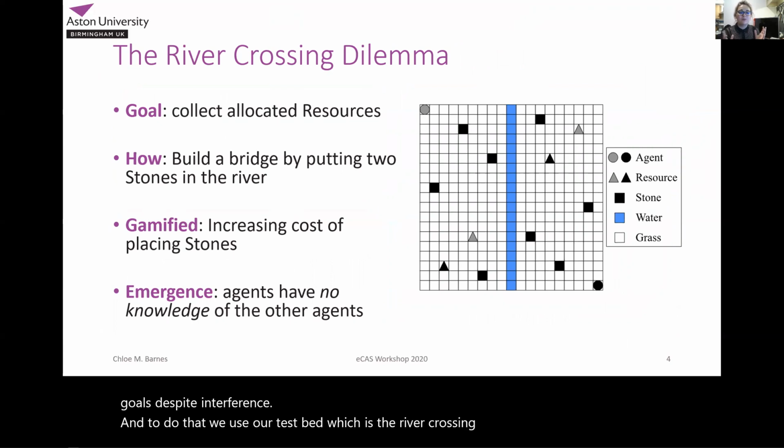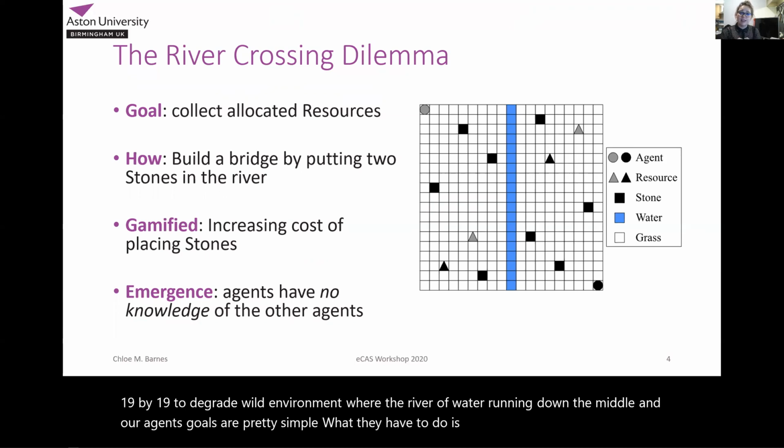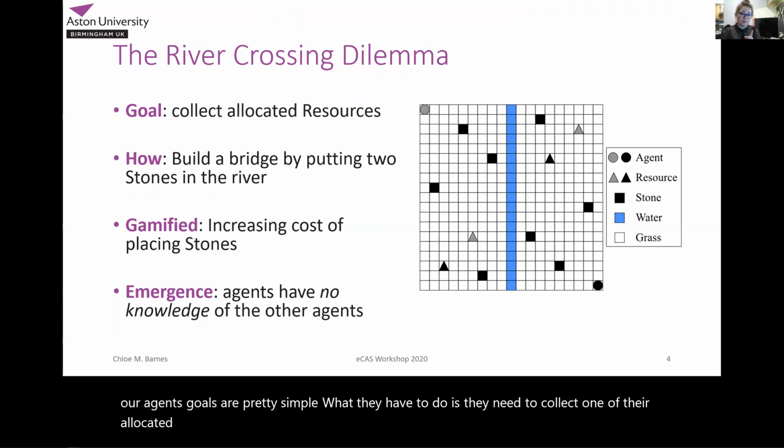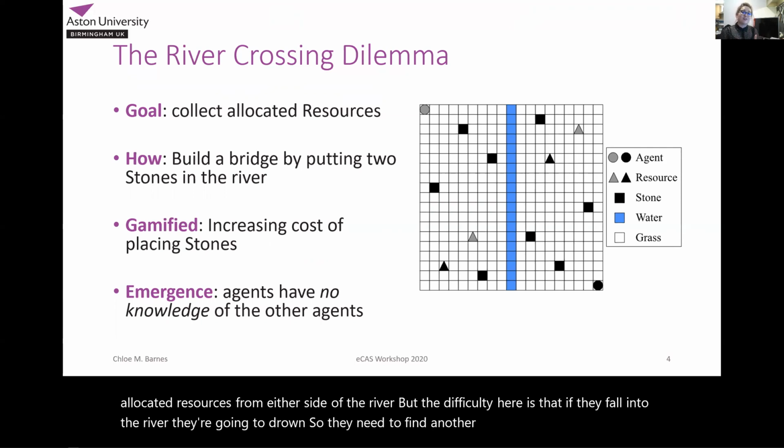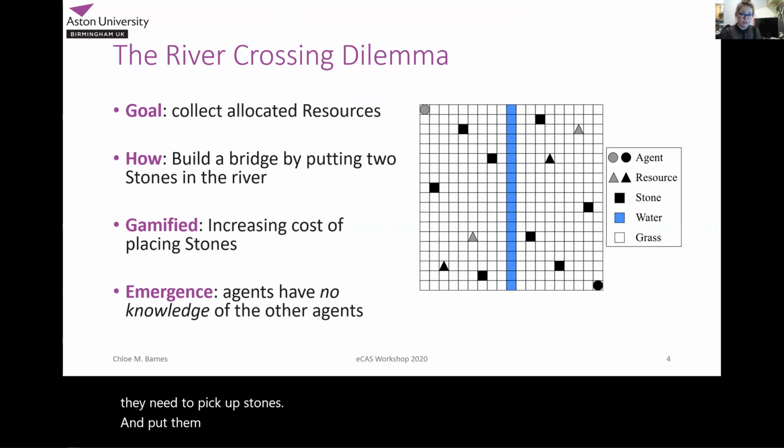And this is a simple 19 by 19 2D grid world environment with a river of water running down the middle. And our agents' goals are pretty simple. What they have to do is they need to collect one of their allocated resources from either side of the river. But the difficulty here is that if they fall into the river, they're going to drown, so they need to find another way across. And to do that, they need to pick up stones and put them into the river to build a bridge. And to build a bridge, you need to put 2 stones in the same spot.